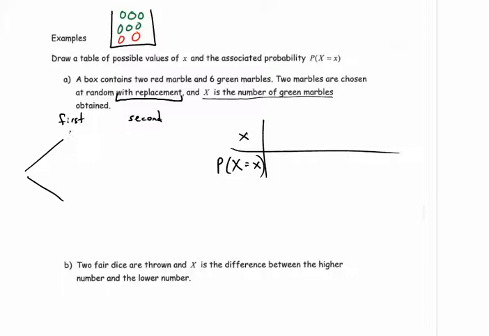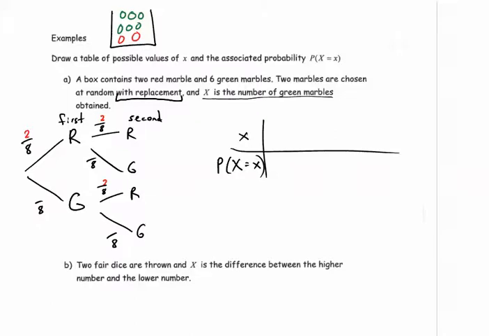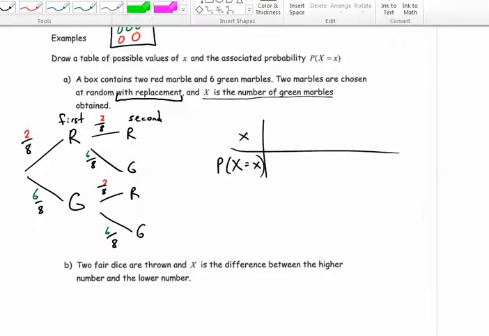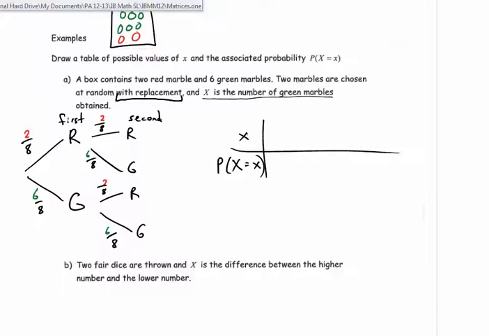So the first marble can either be red or green. And then the second marble can also either be red or green. Now because I'm putting it back, all of my possibilities is the total number of marbles, which is 8. I've got a 2 in 8 chance of choosing red, and a 6 in 8 chance of choosing green. And then to find the total probability, I just multiply the two numbers on each branch.